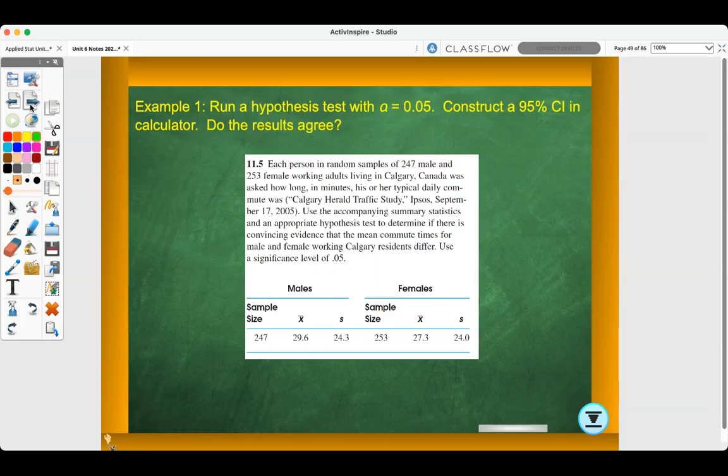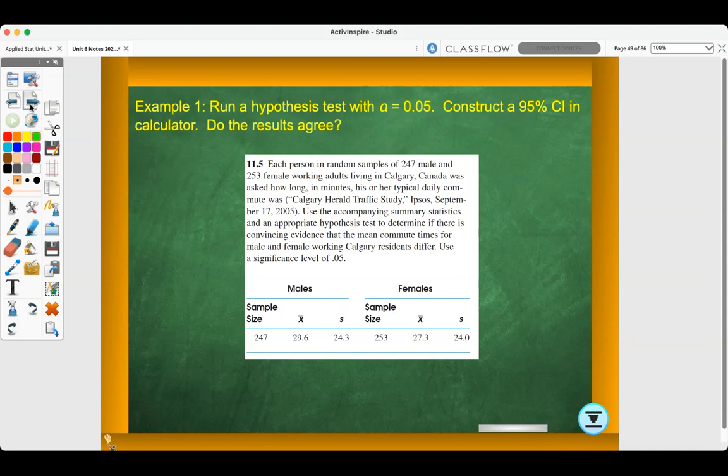So let's look at example 1. We're going to run a hypothesis test with alpha equals 0.05 and construct a 95% confidence interval in the calculator. Do the results agree? So here, each person in random samples of 247 male and 253 female working adults in Calgary, Canada, was asked how long in minutes his or her typical daily commute was.